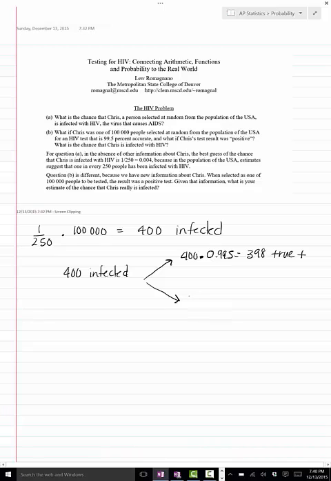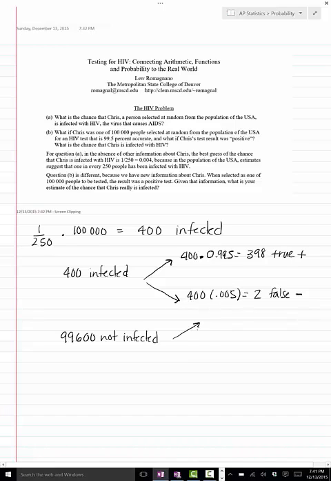The remainder of them, the 0.5%, so times 0.005, that would be 2. They would get a false negative. They would get a negative on the test, but that would be incorrect because they actually do have HIV. For the remainder of the people, that's 99,600 people, they are not infected.